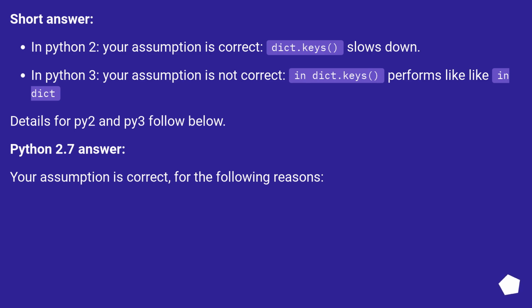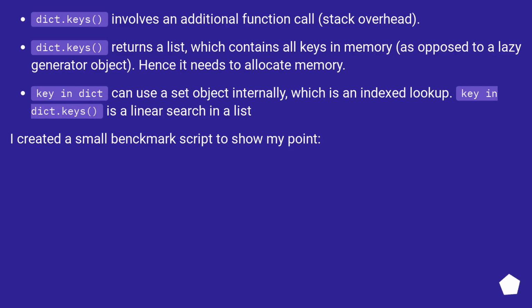Python 2.7 answer. Your assumption is correct, for the following reasons. dict.keys() involves an additional function call, which adds stack overhead. dict.keys() returns a list, which contains all keys in memory, as opposed to a lazy generator object. Hence it needs to allocate memory. "key in dict" can use a set-like object internally, which is an index lookup. "key in dict.keys()" is a linear search in a list.